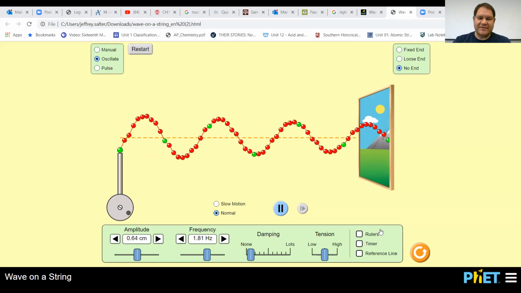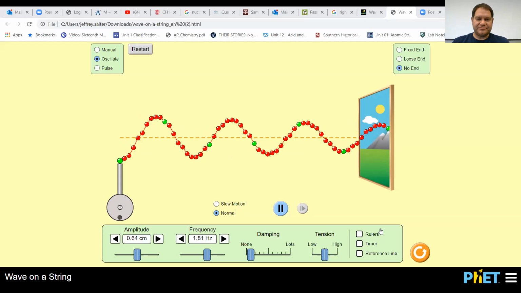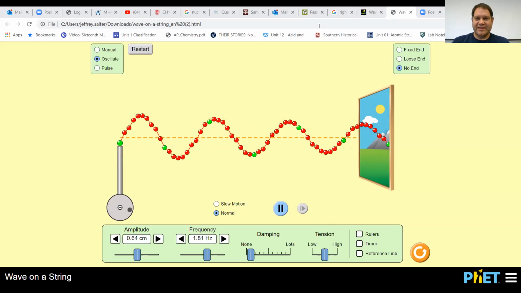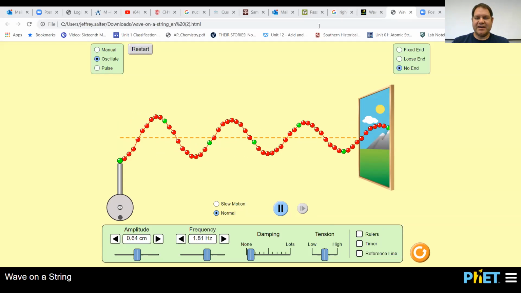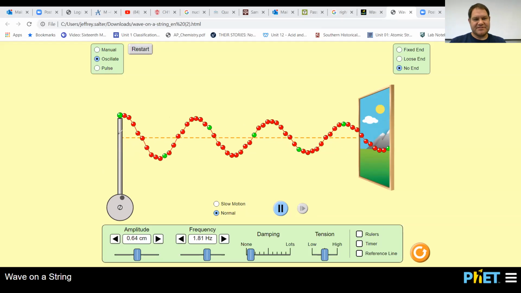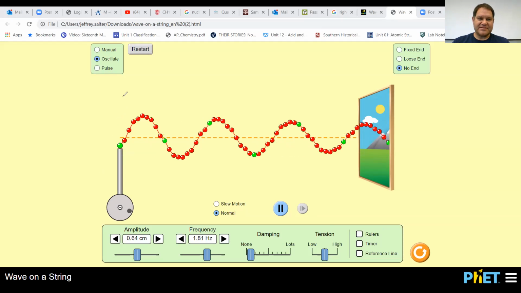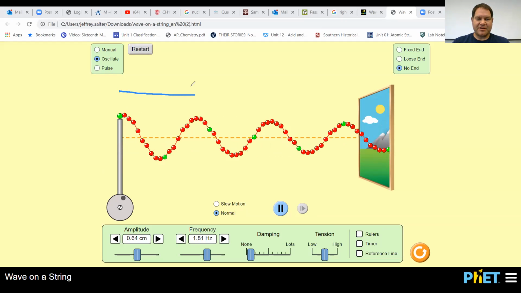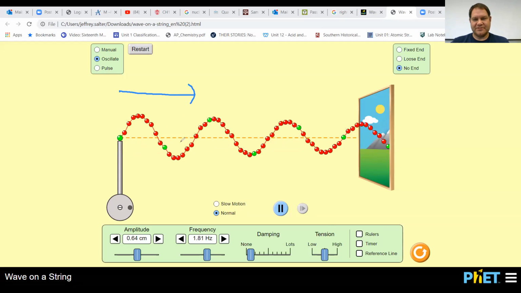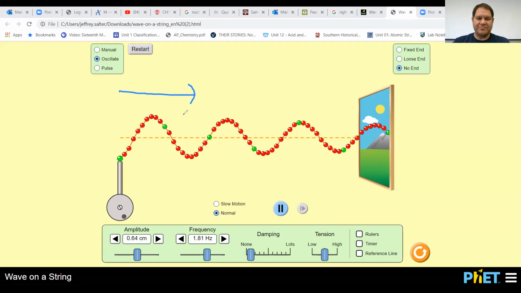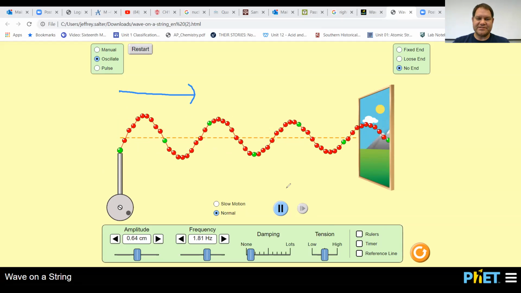All right. So I have this simulation of basically, on the left-hand side here, is some kind of machine, device, whatever, but it's oscillating up and down. And as a result, the energy from this oscillation is creating a wave that's propagating in this direction here, okay? But it's not a standing wave.